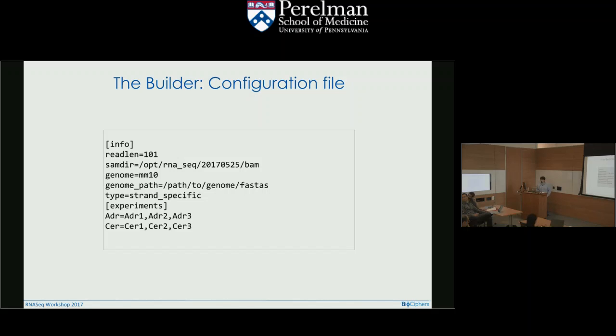Yes? So if we had like 3 lanes of sequencing, 2 are 50 base pairs, and 1 is 125 paired end, just put 125 there? Yes, yep, exactly.